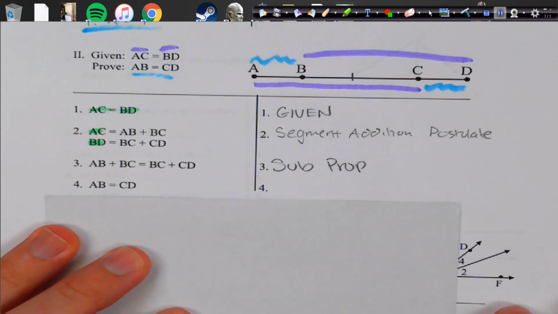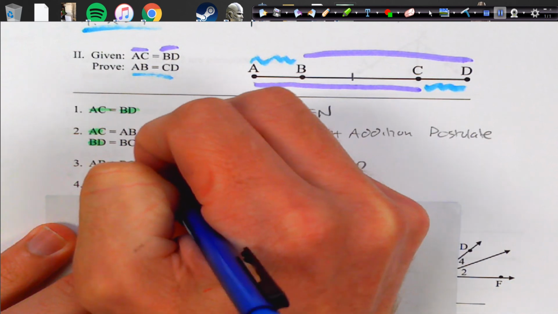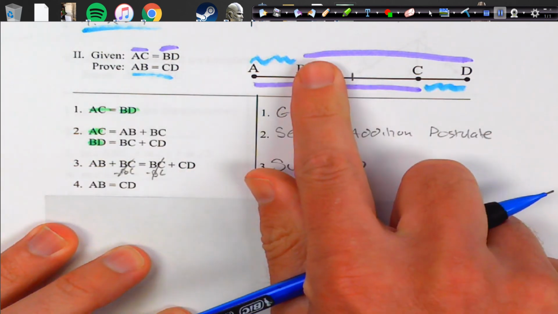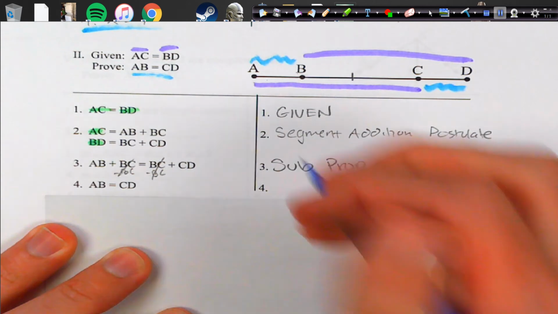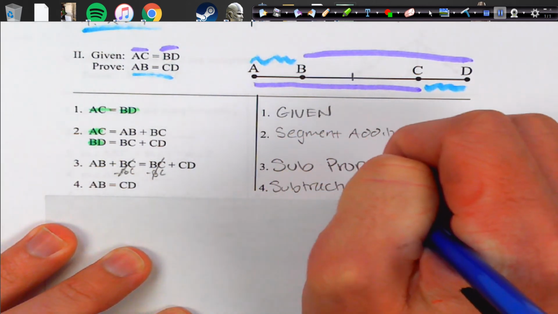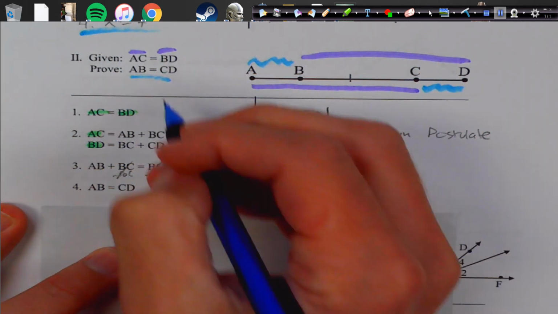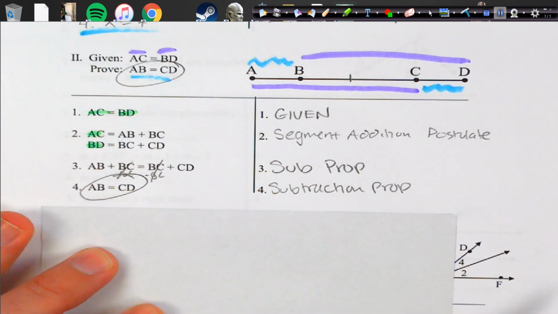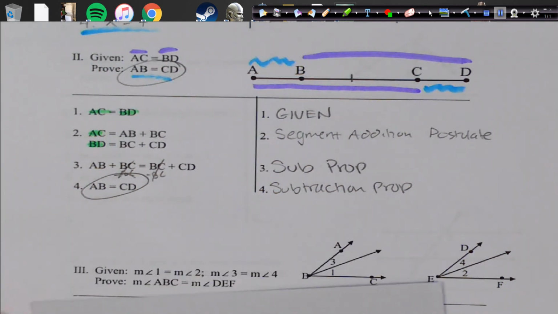Next, how did I get from here? Well, do you see how I subtracted BC from both sides? And we talked about how BC is equal to itself, right? Just like that. And so that's subtraction property. And we are done, because our proof is right there. And we ended it. Alright, let's get to angles.